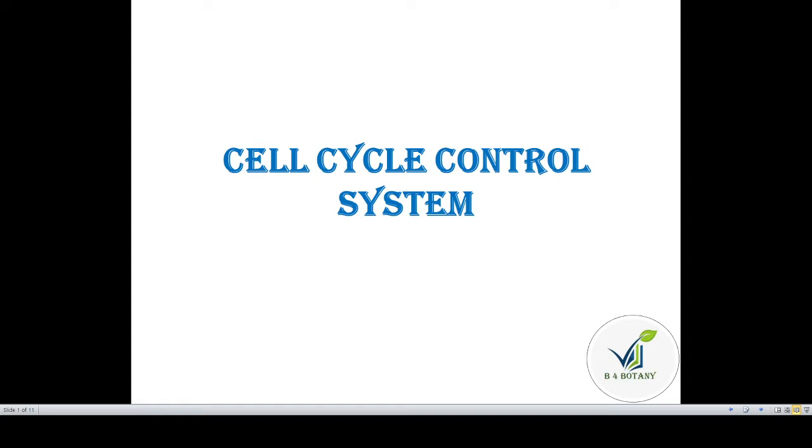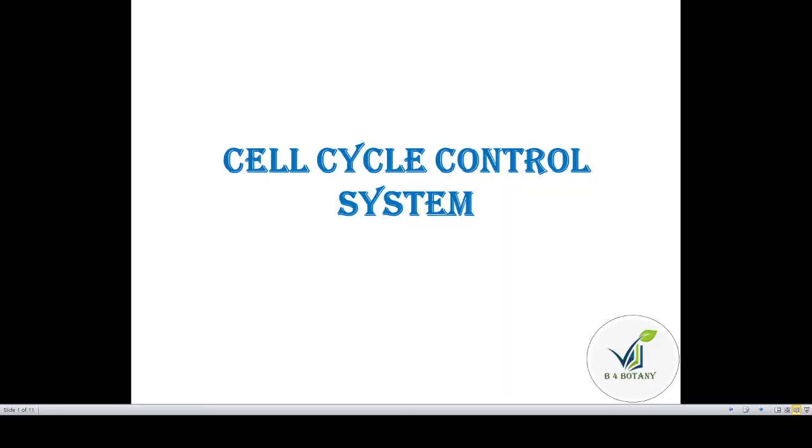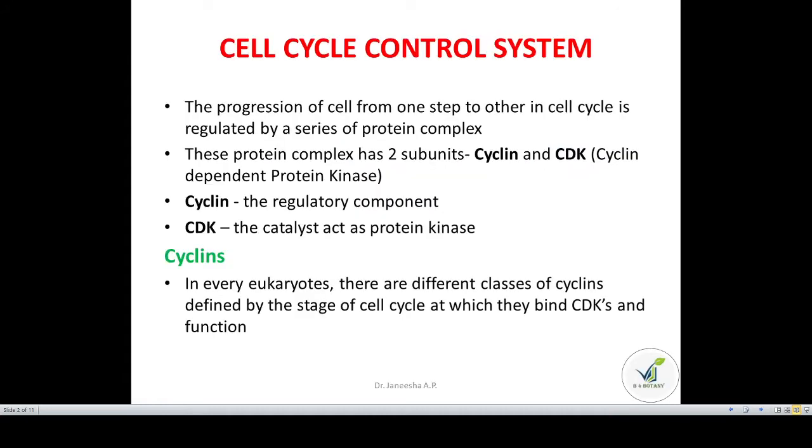In this video, we are going to discuss the cell cycle control system. We know the cell cycle, that is mitosis and meiosis, along with gap 1, S and gap 2 phases. How these divisions are controlled in our body is discussed in this video.